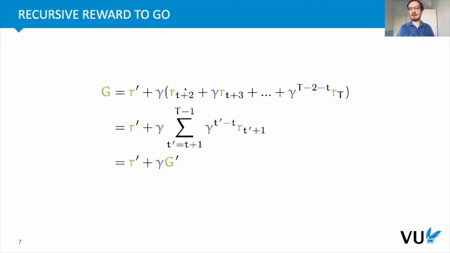What we did here is actually we extracted a single gamma term. So this way, this gamma distributes over all the terms here. And now if we look inside these braces, we see that this is a sum as well. It starts a time step later, namely at t plus 1 instead of t, and then computes the discounted reward to go there. This is actually a very familiar sum over here, because this is equal to the discounted reward to go in the next step, G prime.